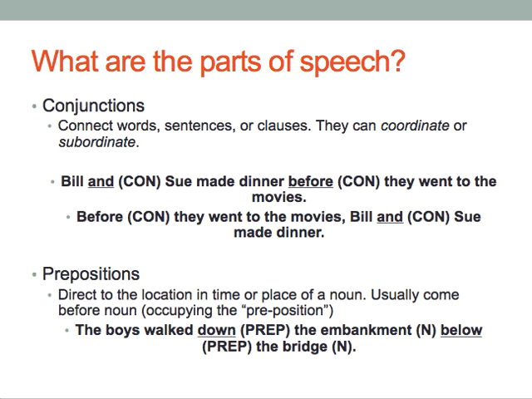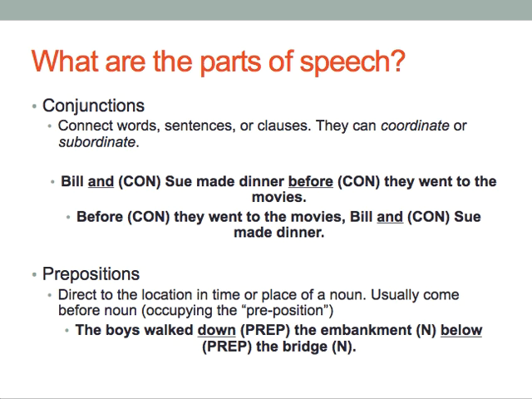Conjunctions are connecting words, sentences, or clauses. They can coordinate or subordinate. You don't have to worry too much right now about the terms coordinating and subordinating. We'll talk about them in another lesson. But when we coordinate, it's basically a word coming in to make equal two parts of a sentence. And if it subordinates, well, that word obviously makes two parts of a sentence not equal in some way.